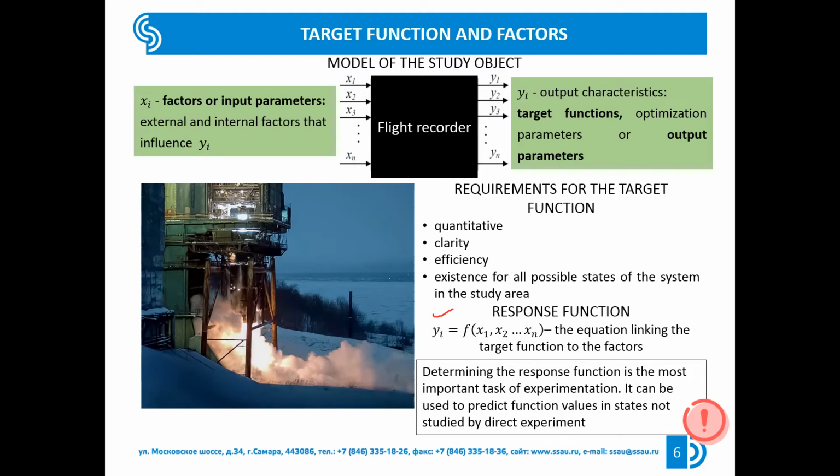Such a function is called a response function. The values y and x can be understood as both the parameters of the liquid propellant rocket engine and their deviations. Constructing a mathematical model or determining the response function is the most important experimental task of the method, because it can be used to predict the values of the function, meaning the response in states that have not been studied by the direct experiment.